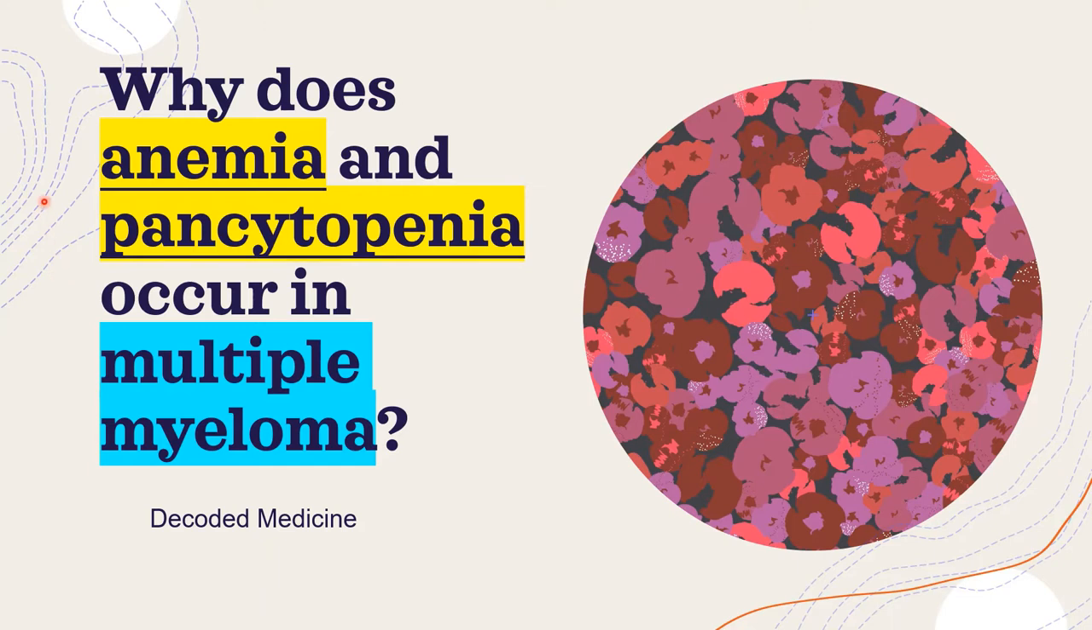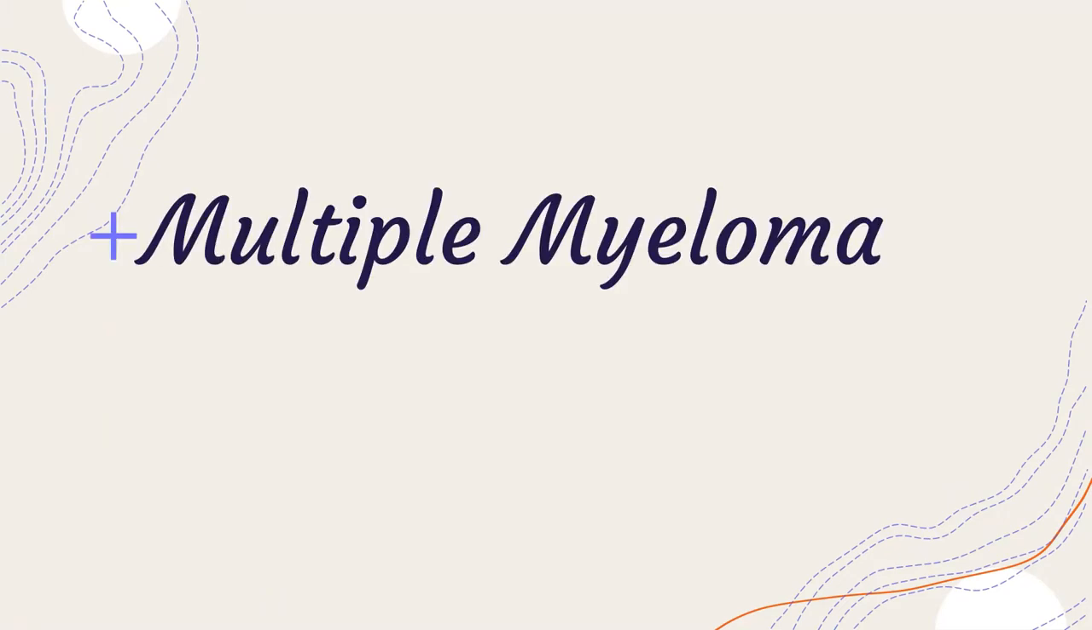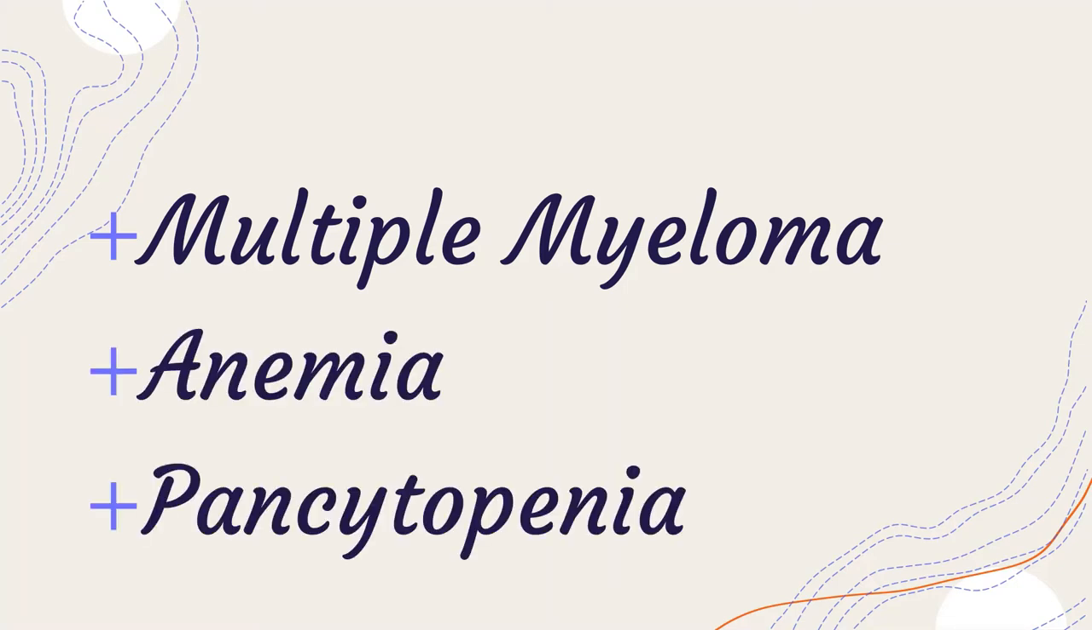Today I'll be answering the question, why does anemia and pancytopenia occur in multiple myeloma? To answer this question, one needs to understand what's multiple myeloma, what is anemia, and what's pancytopenia, and then form the link between them. You can watch this short clip from my previous video to understand multiple myeloma.